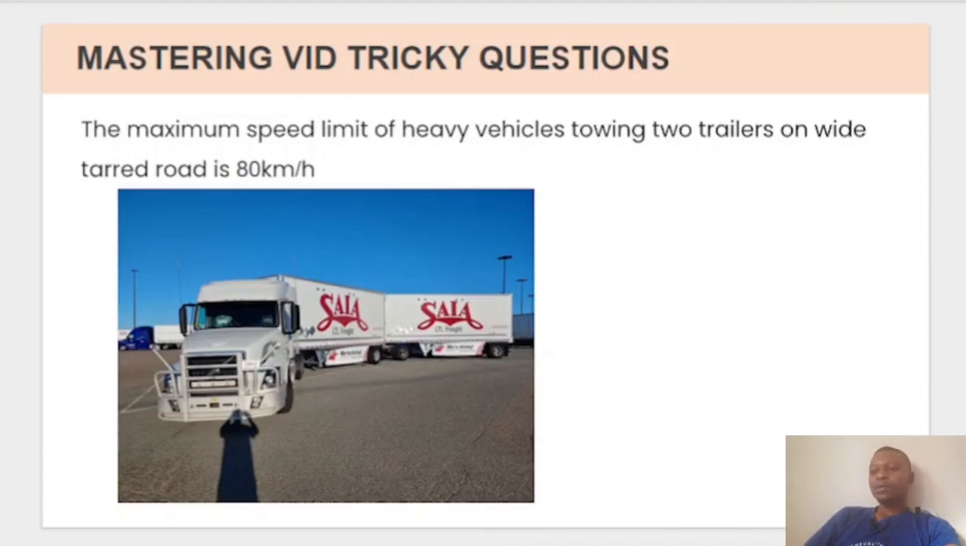The maximum speed limit of heavy vehicles towing two trailers on a tarred road is 80 kilometers per hour. Now, it does not necessarily have to be two trailers. All it needs to be is a heavy vehicle. Any heavy vehicle that is traveling on a tarred road should maintain the speed limit of 80 kilometers per hour. Now, when you're talking about a tarred road, you're talking about a highway. These are nice, good, surfaced roads. So a tarred road is as good as a highway. Okay. Now let's move on to the next one.